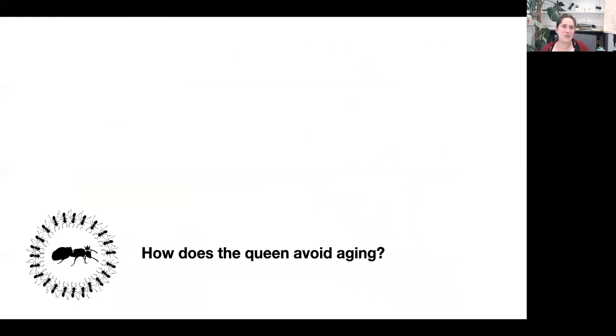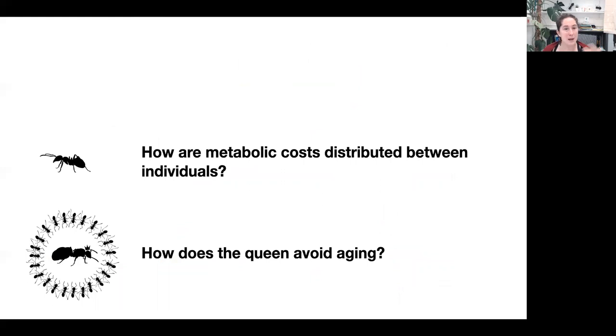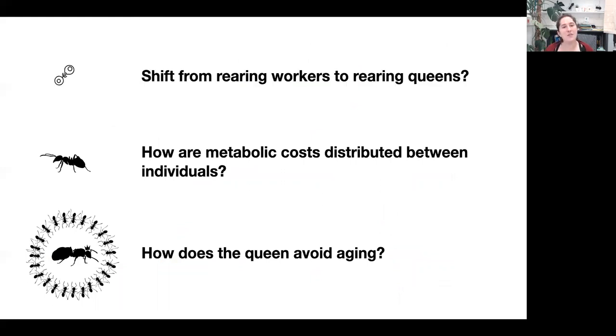So how does the queen avoid aging herself? How are those metabolic costs distributed between individuals? And how does the colony collectively go through this ant colony puberty, transitioning from producing workers to producing queens, and then maintaining that balance?